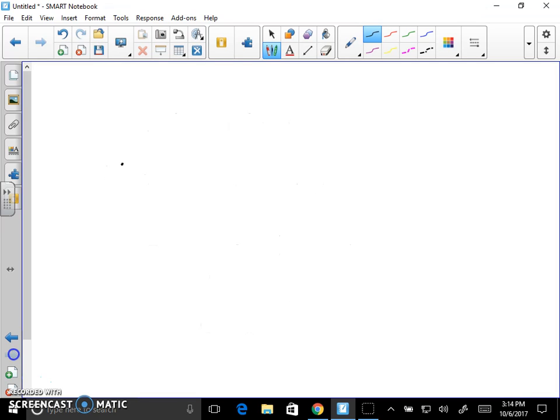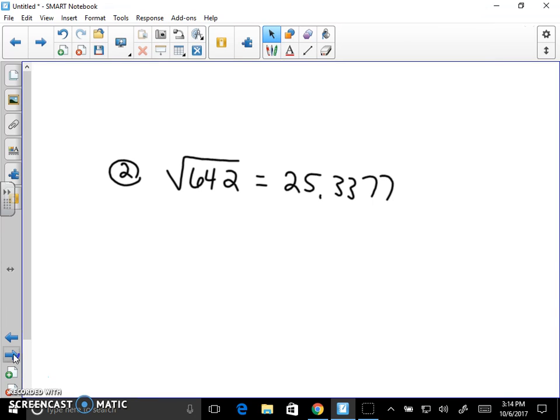Okay, number 2, round to the nearest tenth. So the square root of 642 is equal to 25.3377. Well, in class we practiced the hundredth, but this one's asking for the tenths place. So this is the tenth. I'm going to look over here. Remember, if it's 5 or greater, you round up. If it's not, you leave it alone. So 25.3. So that is read as 25 and 3/10.